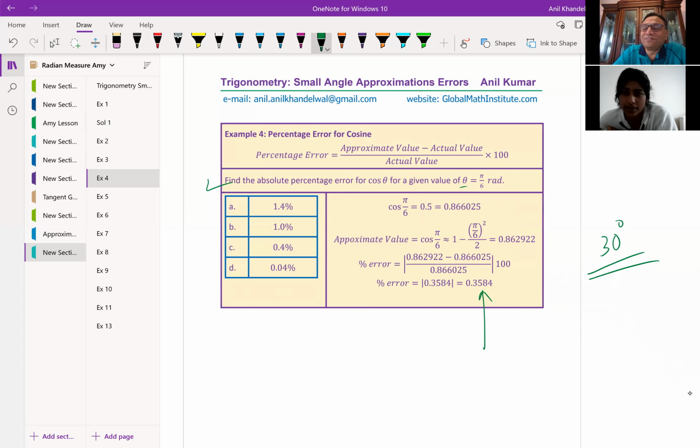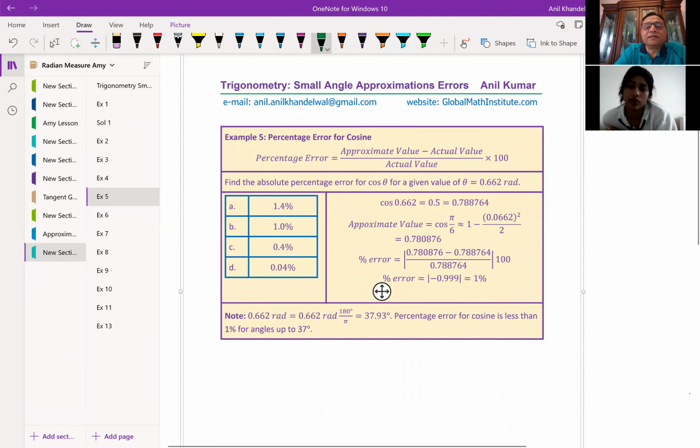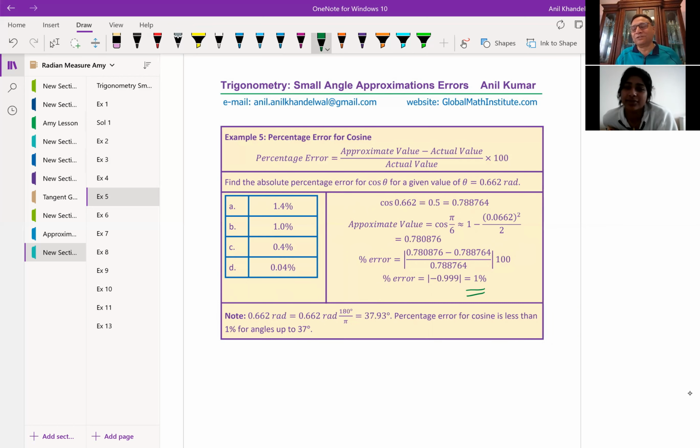So much less. You could just use this formula and calculate, correct? So that is what I'm trying to emphasize, that the cosine calculation is very, very precise, that error, right? So if I increase the error, I want to make it 1%. I'm just testing different values. That is the whole idea of getting these. So what I did was I increased the radian value to 0.662 radians.